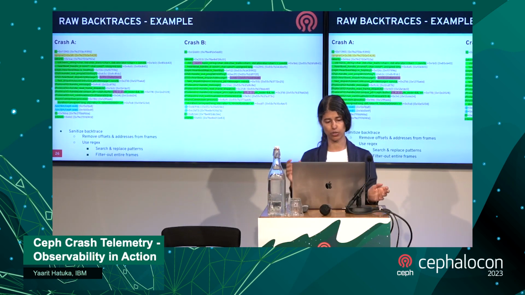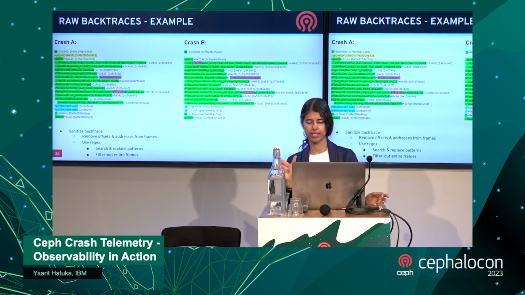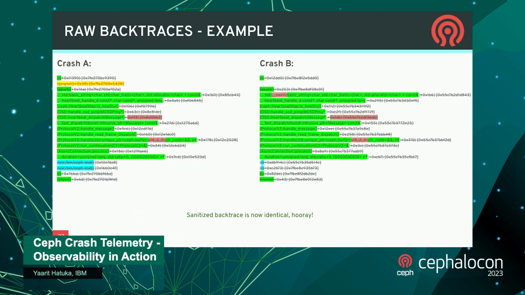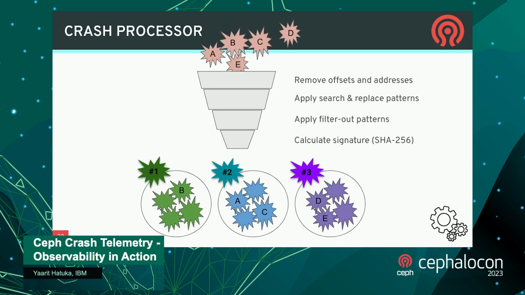We use regex to search and replace some patterns that make the frame look similar, and we also filter out certain frames altogether from the backtrace. So now we have a way to group similar raw crashes into a signature or a footprint of a crash.